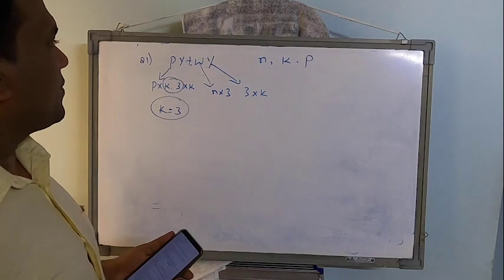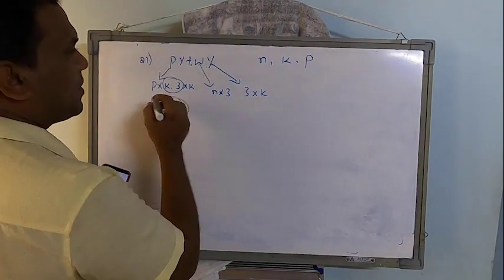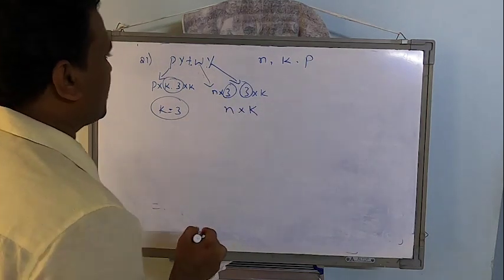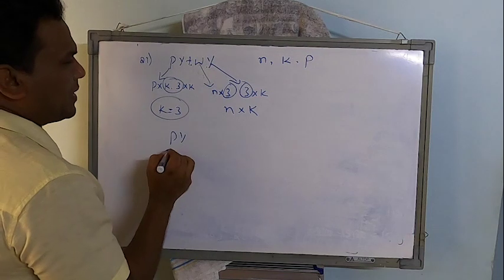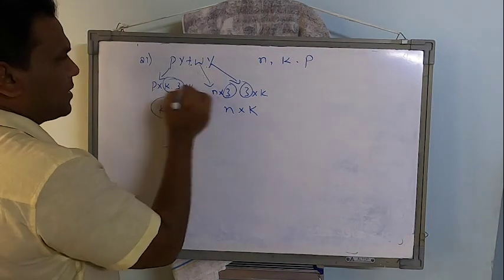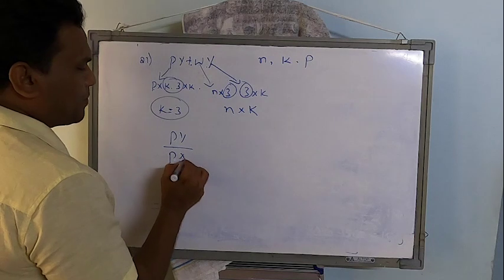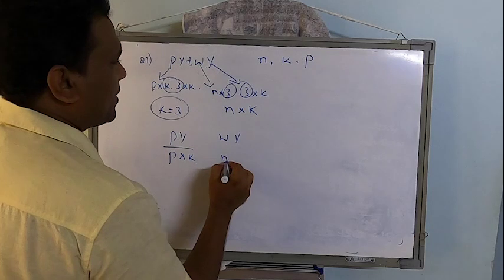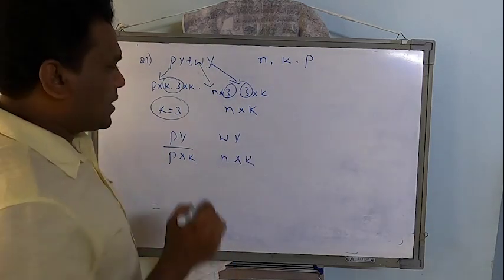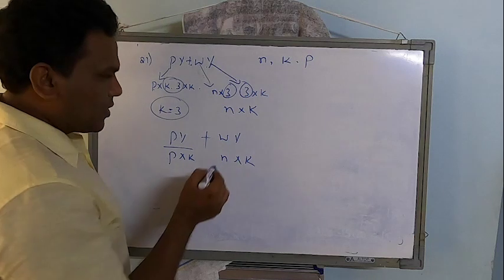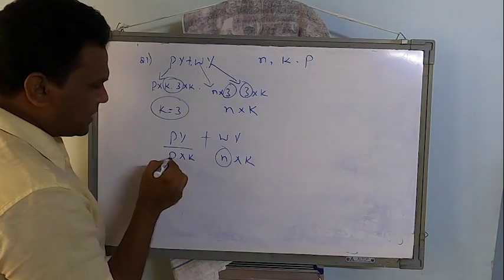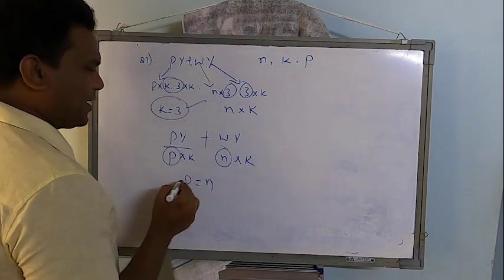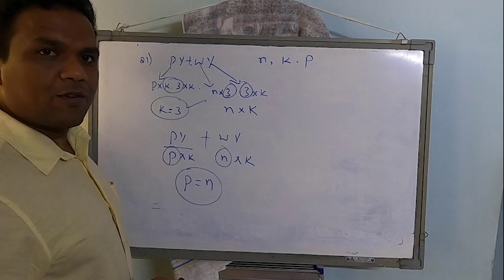P equal to N, right? We have to add up these two, and addition is possible if the orders are the same. So the resultant matrix is N cross K. Py after multiplication is going to be P by K, and Wy after multiplication is going to be N cross K. Remember, students, addition is possible if the orders are the same, so the value of P should be equal to N. So the values we got to know: one is K equal to 3, and the other restriction is P should be equal to N.